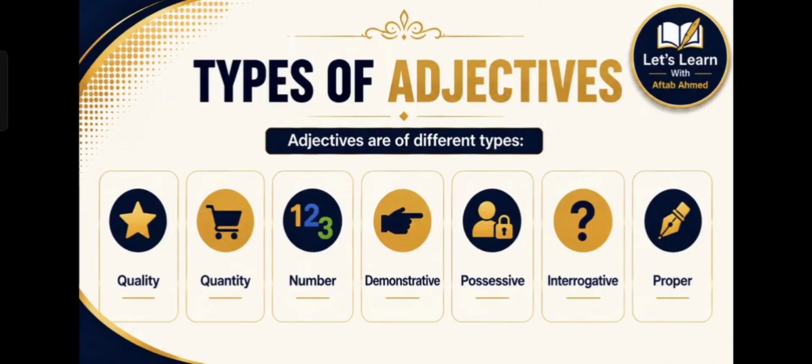Now let us discuss types of adjectives. Adjectives are not all the same. They can be classified into different types according to their functions. The main types are adjective of quality, adjective of quantity, adjective of number, demonstrative adjective, possessive adjective, interrogative adjective, and proper adjective. Let us now study each type one by one.